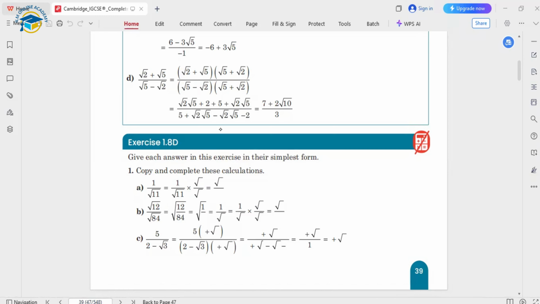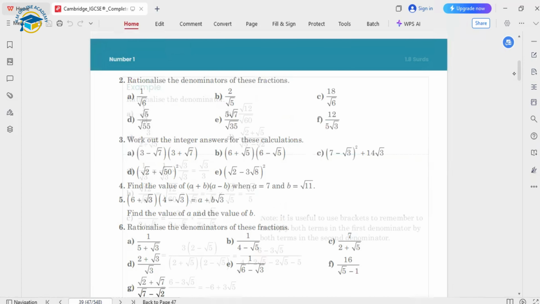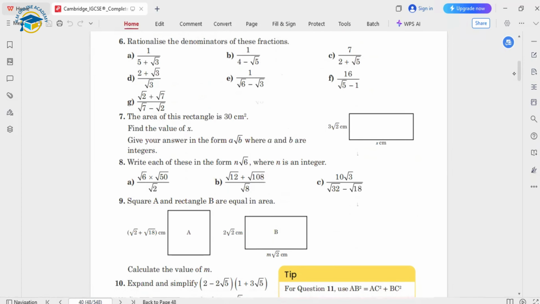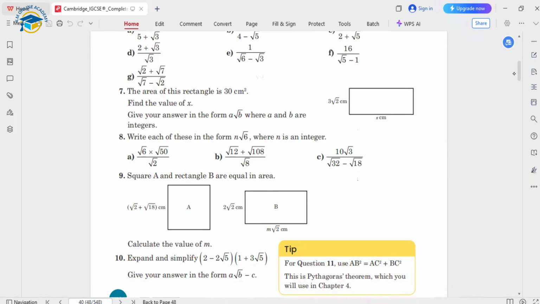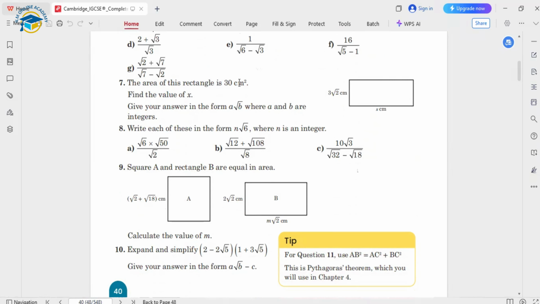In my previous lecture, I discussed exercise 1.8D, in which we simplified some of the surds. From question number 1 up till question number 6 we have completed. You can check the previous video. Today I'm going to start from question number 7 and onward. So let's start from question number 7 first of all.